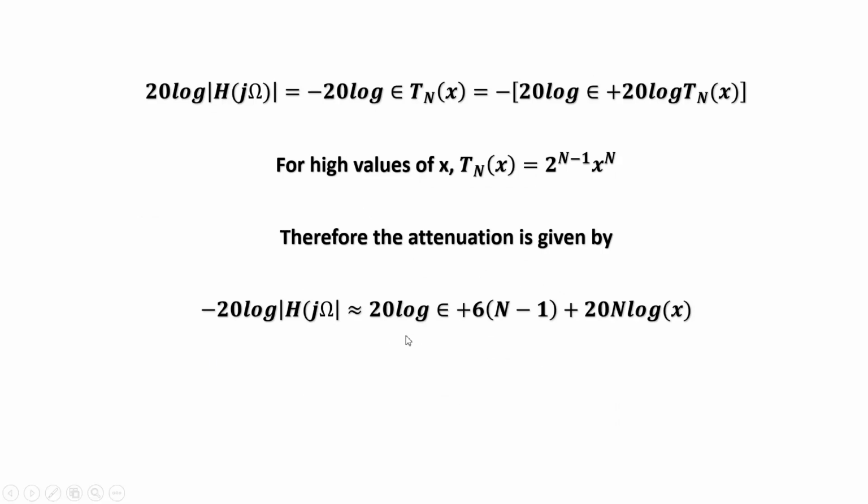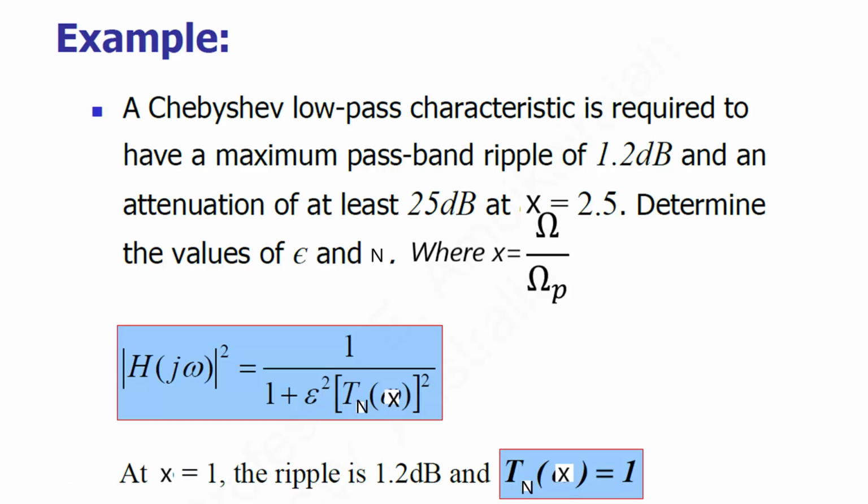All right. Now let's have one example which will explain this concept further in a detailed manner. What we have to do is design a Chebyshev filter. A Chebyshev low pass characteristic is required to have a maximum passband ripple of 1.2 dB and an attenuation of at least 25 dB at x is equal to 2.5.